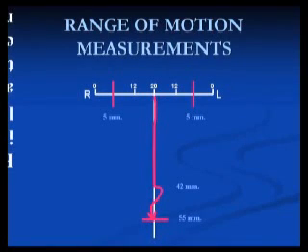direction. Normal is 12 millimeters. 12 millimeters is merely a half an inch. If a patient can't move his mandible a half an inch to the left or a half an inch to the right, you should suspect that something is wrong.